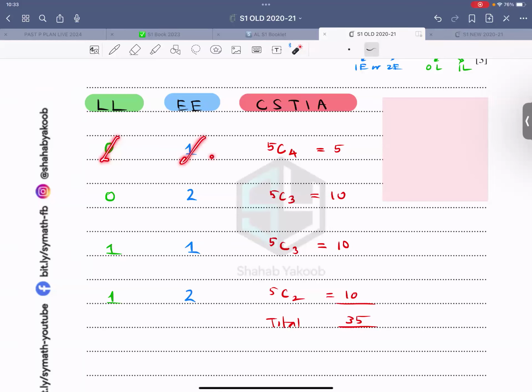Nothing to write. No NCR. Choose the 4 from the remaining 5. 5C4. Choose 0, choose 2. Choose the remaining 3 from the remaining 5. From these 5. Choose 1, choose 1. Discard the extras. 5C3. Choose 1, choose 2. These 2 to be chosen from 5. Add it all up. Now the exact opposite is this thing.